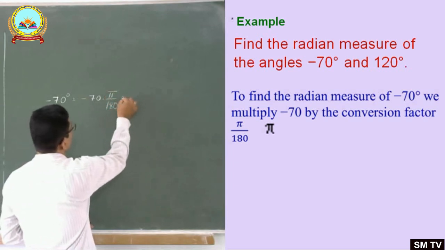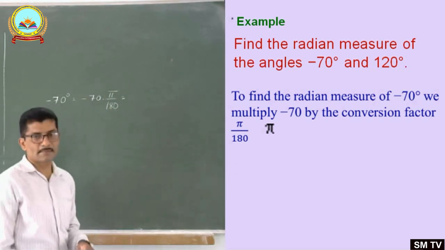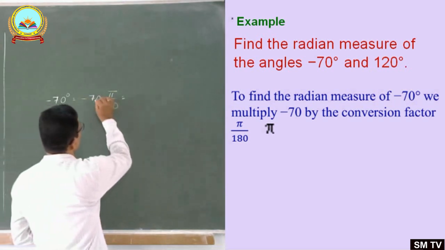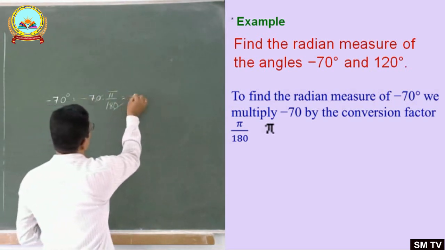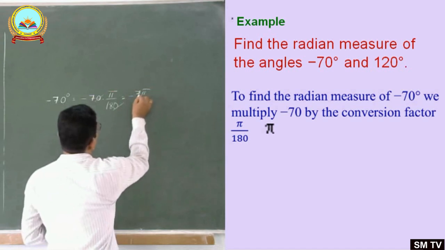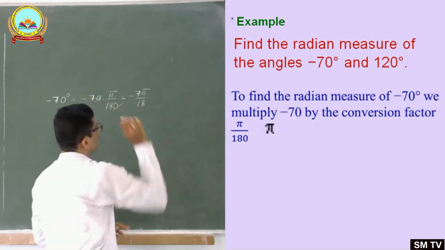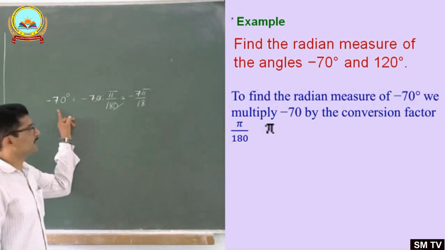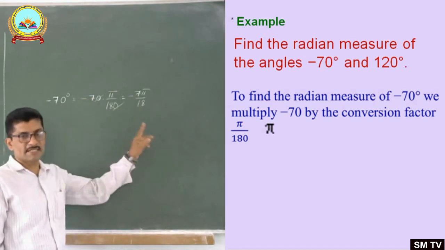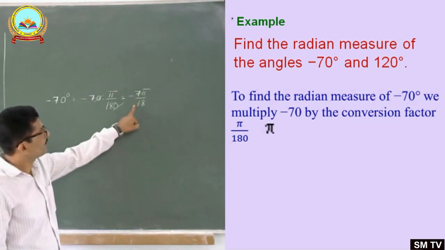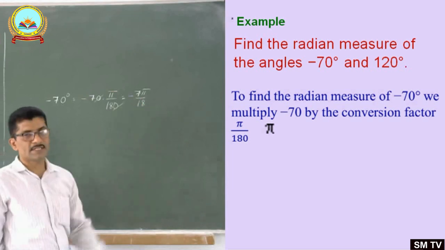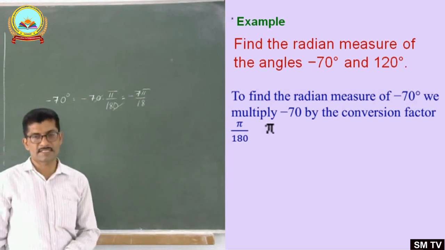180 ಇಂದ ನಾವು ಮಲ್ಟಿಪ್ಲೈ pi by 180 ಇಂದ ಮಲ್ಟಿಪ್ಲೈ ಮಾಡಿದಾಗ ಇದನ್ನು ಸಿಂಪ್ಲಿಫೈ ಮಾಡಿದರೆ 0 ಕ್ಯಾನ್ಸಲ್ ಆಗಿ -7 pi divided by 18 ರೇಡಿಯನ್ ಅಂತ ಕರೀತೀವಿ. ದಿಸ್ ಮೀನ್ಸ್ -70 ಡಿಗ್ರಿ ಮೆಸರ್ಸ್ ಆದರೆ -7 pi divided by 18 ಅನ್ನೋದು ರೇಡಿಯನ್ ಮೆಸರ್ಸ್ ಆಗಿರುತ್ತೆ.